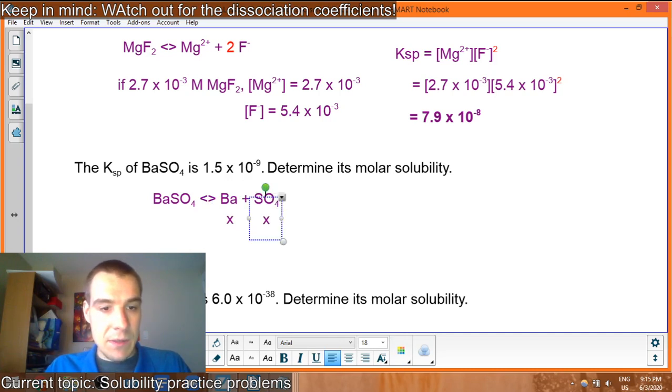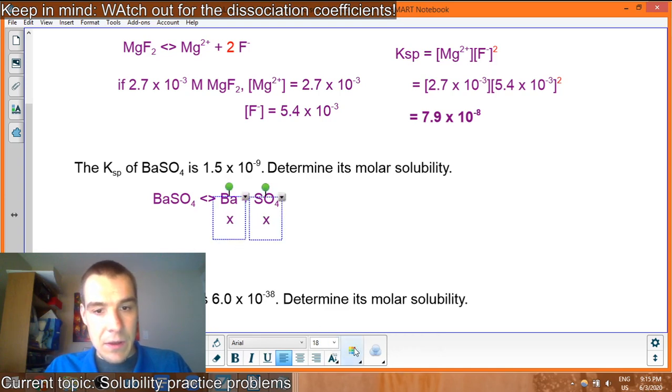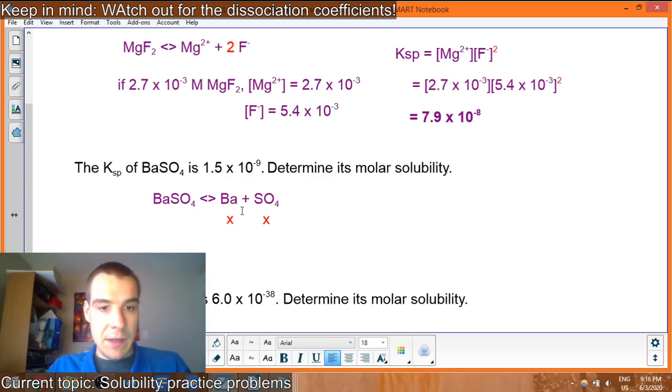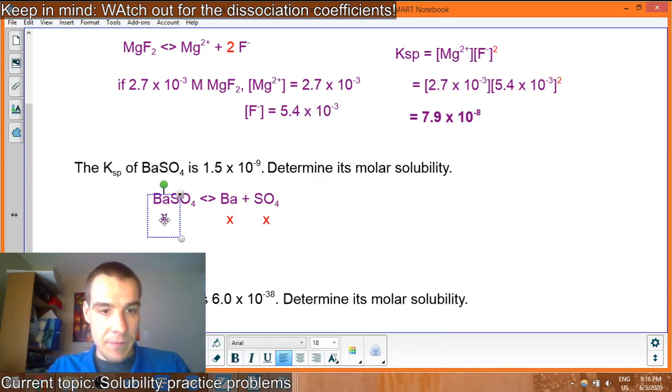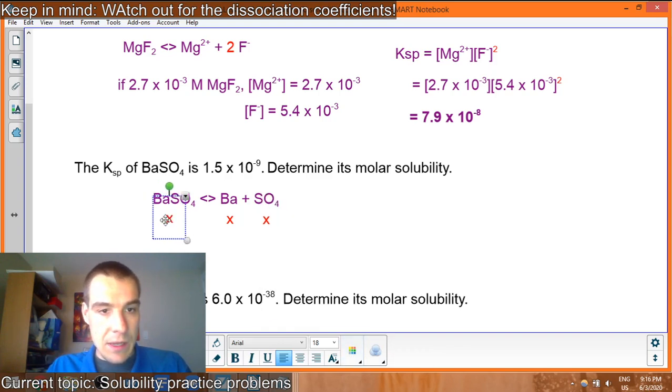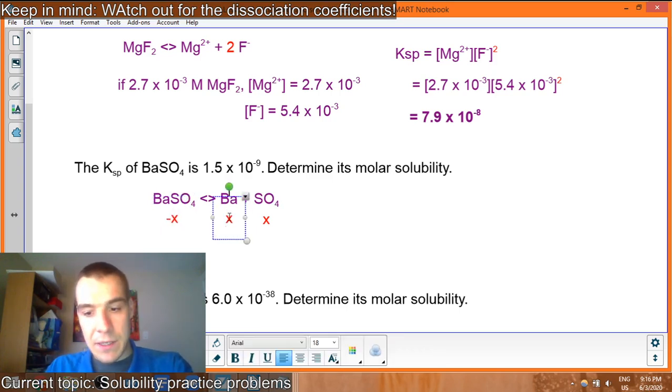I should probably change those colors. Let me just change those colors real quick. Make it red. x and x. We'll set that to x, and that must have come off of this guy. If that's x and that's x, this must be x as well, because it's 1 to 1 to 1. So it's almost like an ice table. This might be minus x if it goes down. This is plus x, and this is plus x.